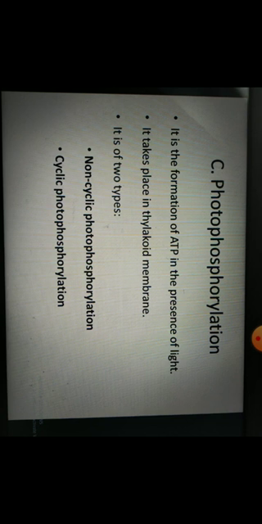Now, the next part of light reaction is the actual part, which is photophosphorylation. Photo means light, and phosphorylation means synthesis of ATP. So it is the formation or synthesis of ATP in the presence of light. Photophosphorylation is the main phenomenon that occurs in light reaction, because in photophosphorylation we get two main products, that is ATP and NADPH2, and besides these two we get oxygen.